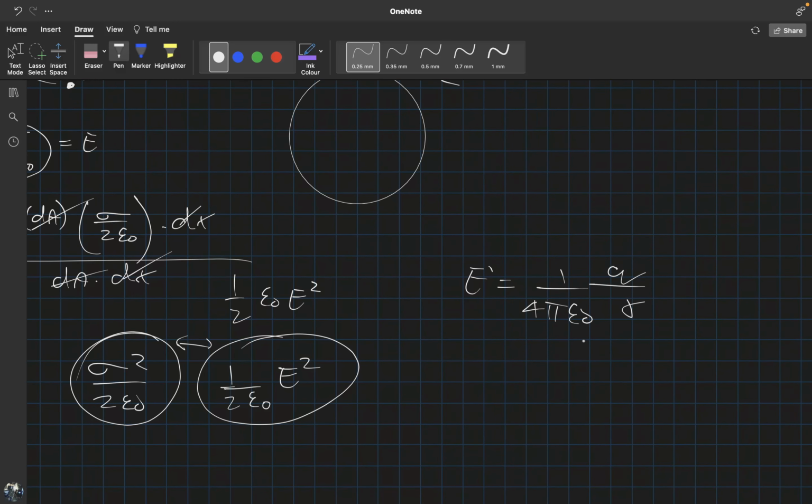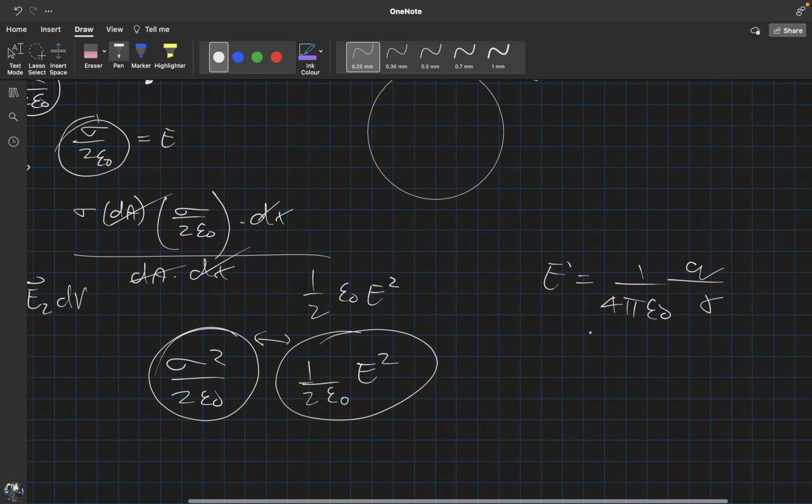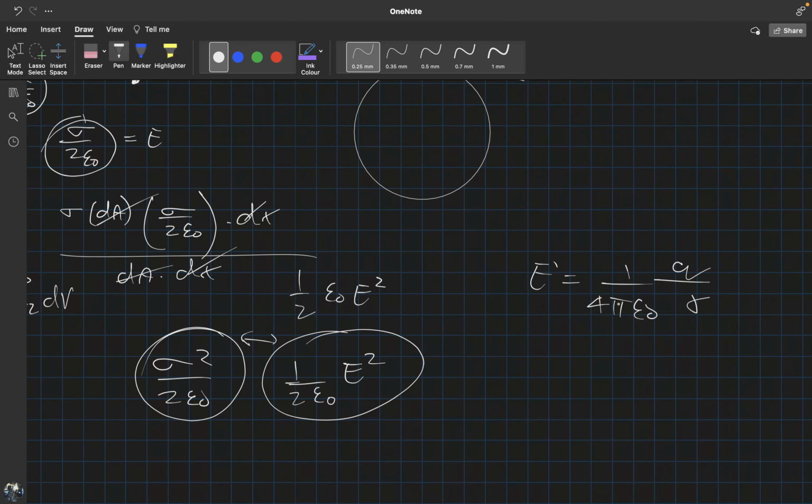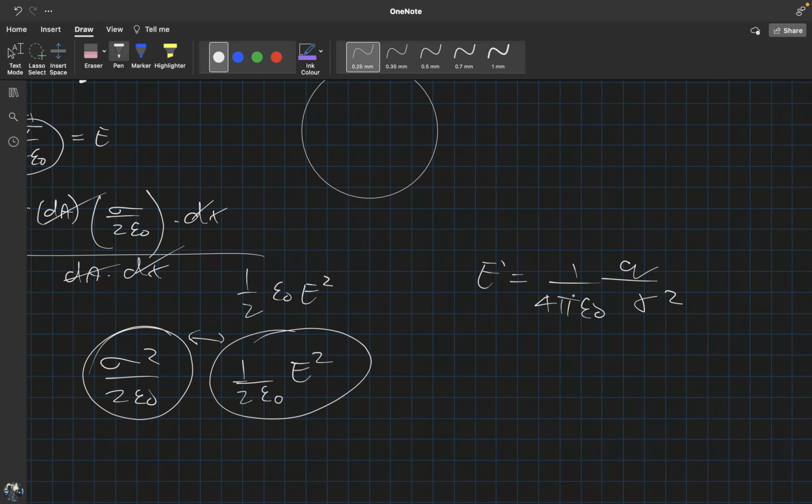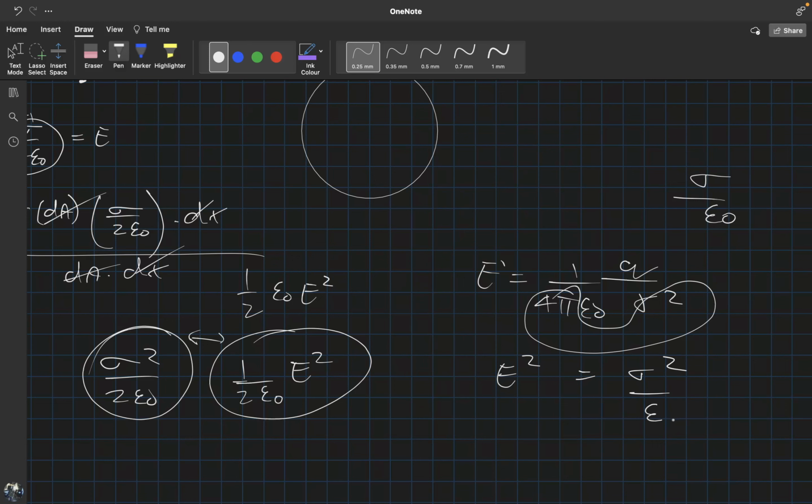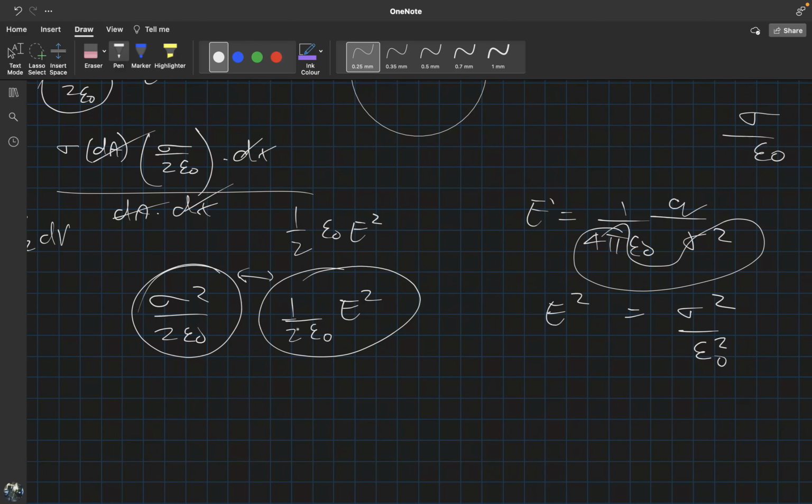Sigma is 4 pi R square, so 1 by 4 pi epsilon naught Q by R square. That'll be the field, right? Q by R squared gives me sigma, so that gives you sigma by epsilon naught. So E squared should be sigma squared by epsilon naught squared.